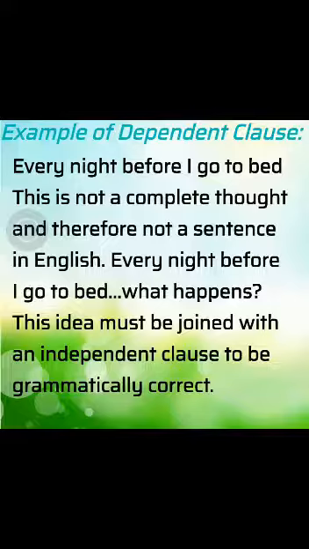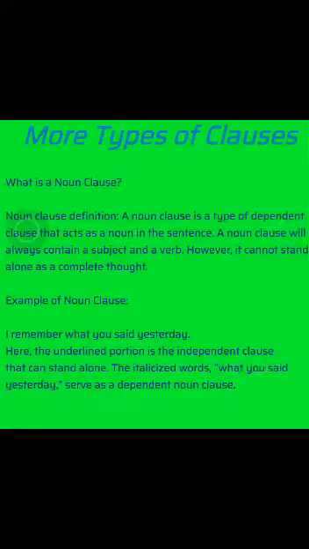ये क्या रात को जाता है? It means यहाँ पर incomplete thought है. This idea must be joined with an independent clause to be grammatically correct. इसे ग्रामेटिकली करेक्ट करने के लिए एक इंडिपेंडेंट क्लॉज की और सेंटेंस की नीड है. That is why it is a dependent clause.